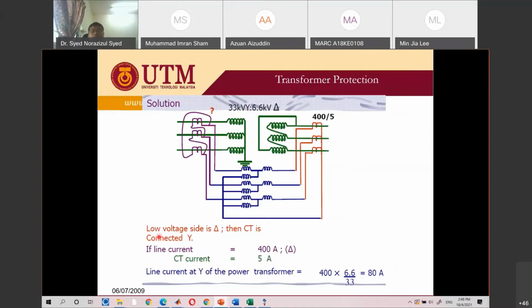Okay. If the line current is 400 amp at the delta, the CT current is equal to 5 amp. The line current at the star of the power transformer at the HV side is 400 times 6.6 kV divided by 33 kV. So it's just a ratio here. It's equal to 80 amp. Okay.